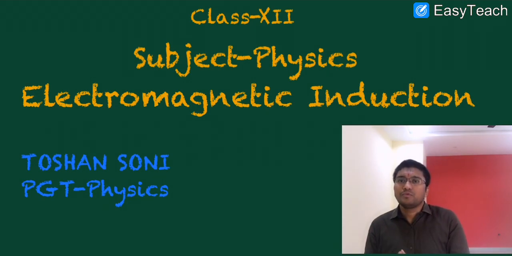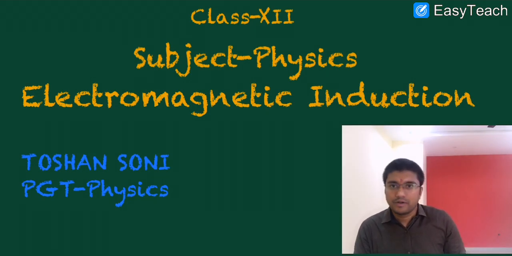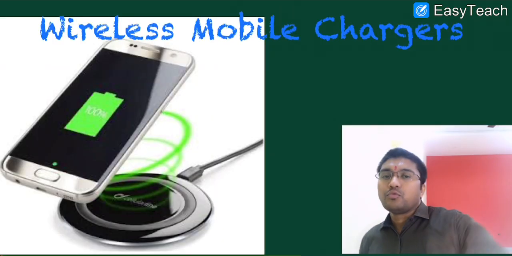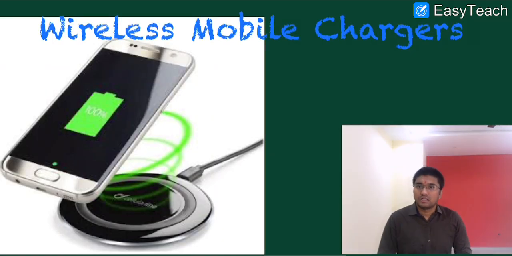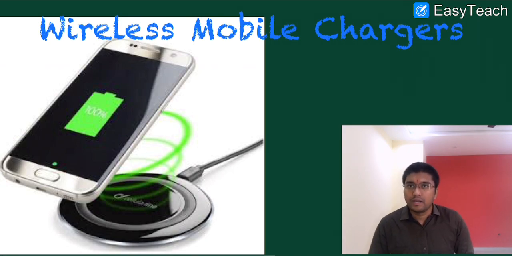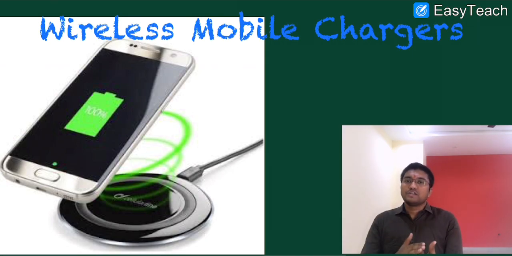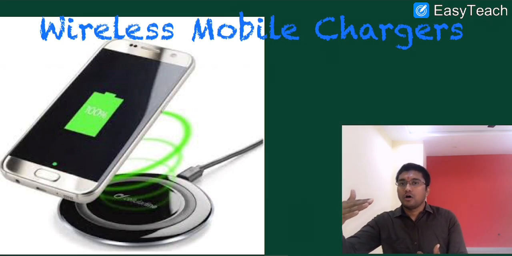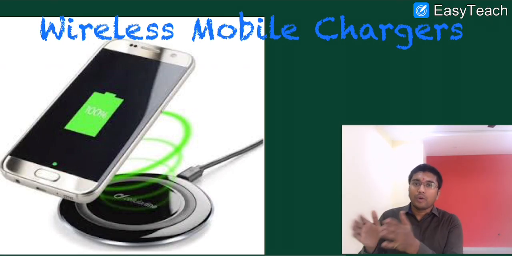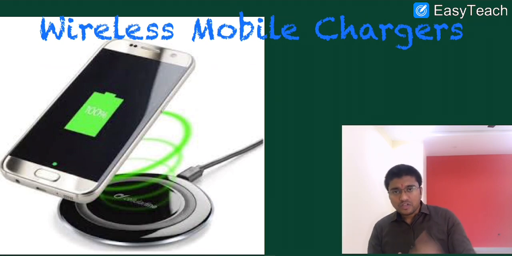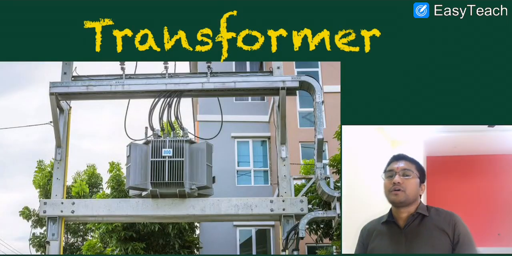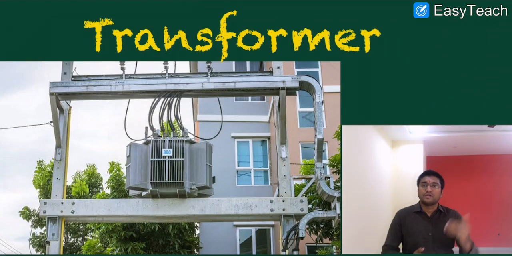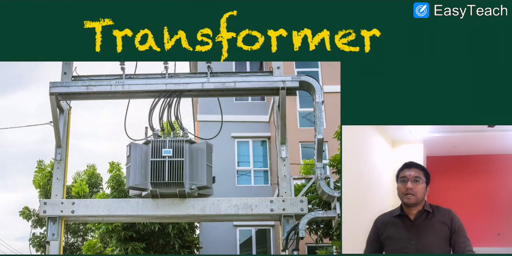In our daily life, there are so many applications of electromagnetic induction. One of the most important applications is the wireless mobile charger, which we generally use in our day-to-day life. In a wireless mobile charger, energy is transferred from the charger to the receiver in the back of the phone via electromagnetic induction. There is one more application, which is a transformer, which we will see. Look outside your apartment, you will see the transformer. A transformer works on the principle of electromagnetic induction.